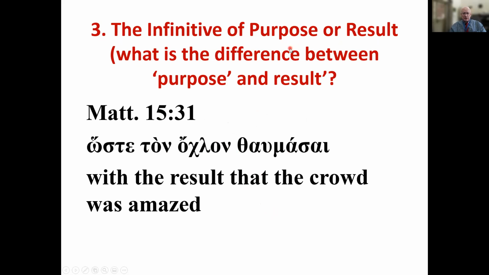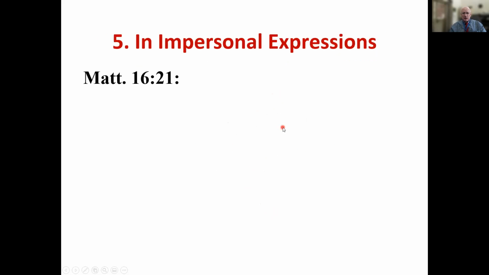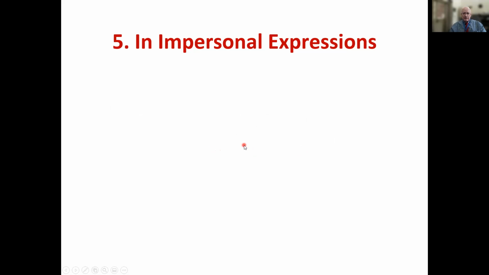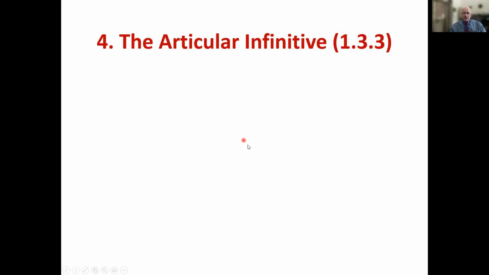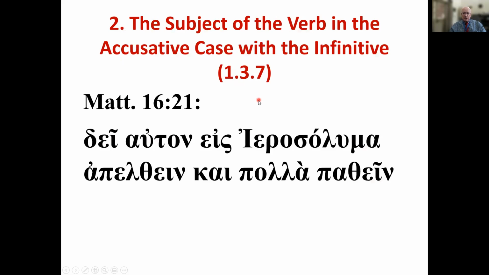Purpose and result are together as one. This is number 3. And this one, impersonal expressions, is what the textbook author classifies as an impersonal expression, and to suffer many things. It's an example that he gives. I wonder if it isn't also an expression of result, but the main thing right now is that we realize that the infinitive has a number of different uses, and we have looked at 4 of them.